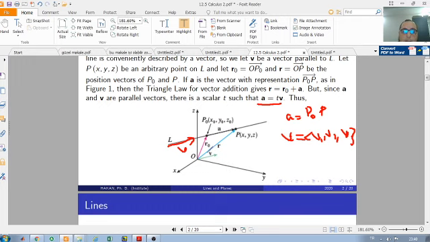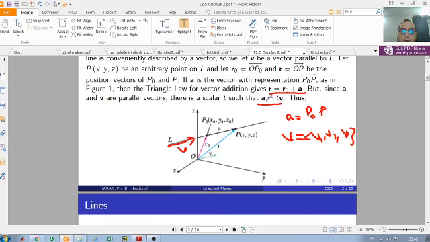From here we have the triangle law for vector addition, namely the vector r, the blue vector, is the vector addition of the vectors r0 and a. The vector r is equal to r0 plus a.